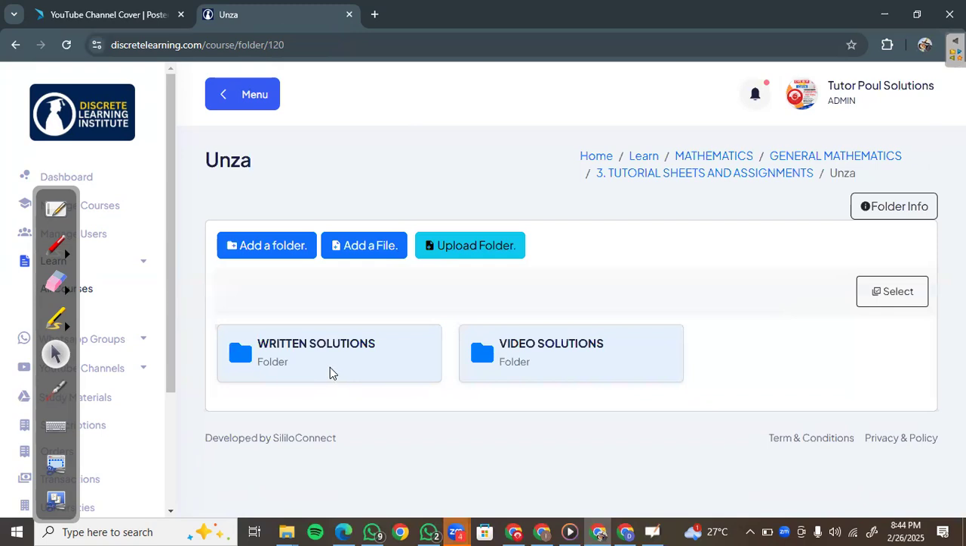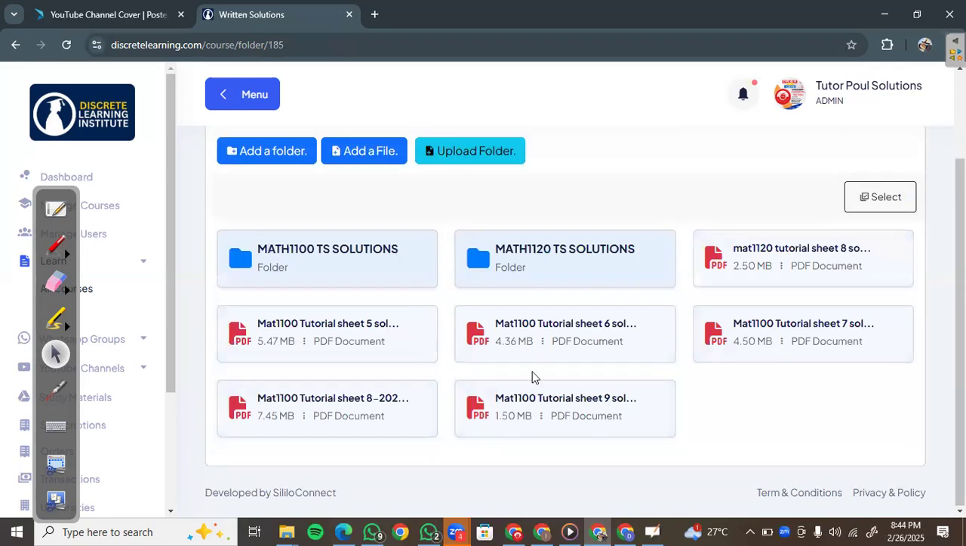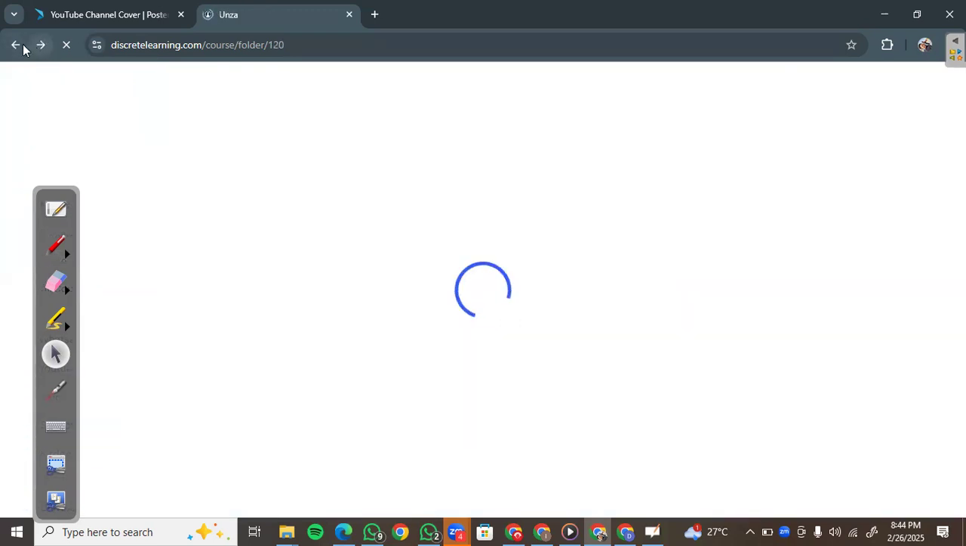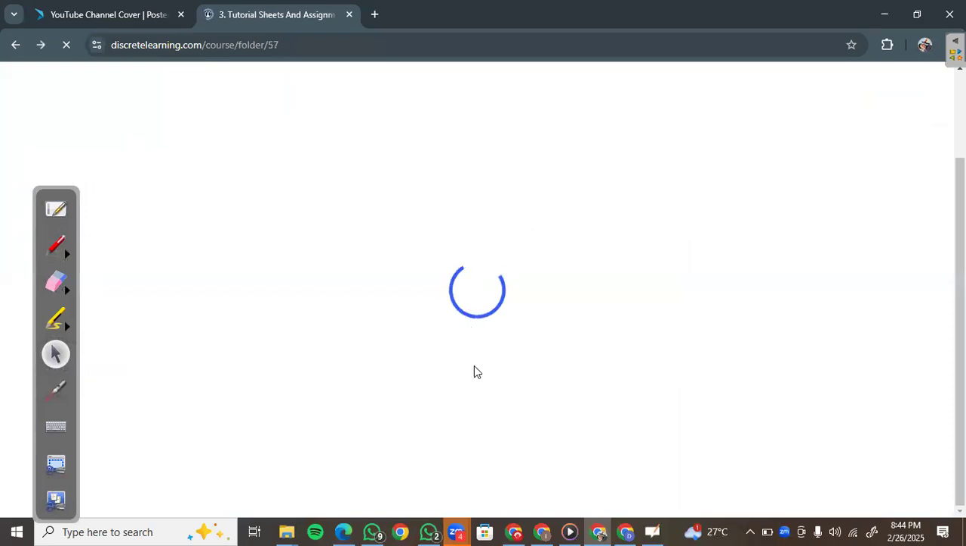Okay, and then you're going to find written solutions and video solutions. You can open any of them and learn like that. You try to solve the questions and then you compare with the solutions that you have. So here we have Math 1120. Here we have Math 1100 solutions, handwritten. So you can learn from them. And if you want, you go to the videos. You're also going to find the videos that we'll be uploading as we learn together with you.